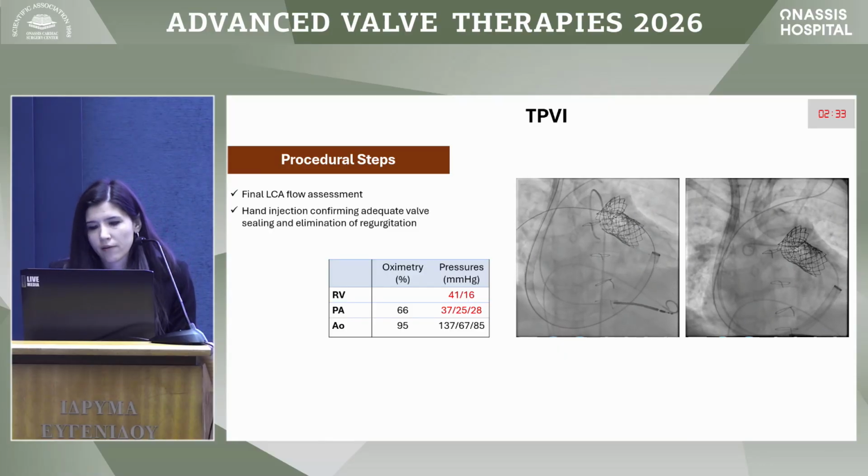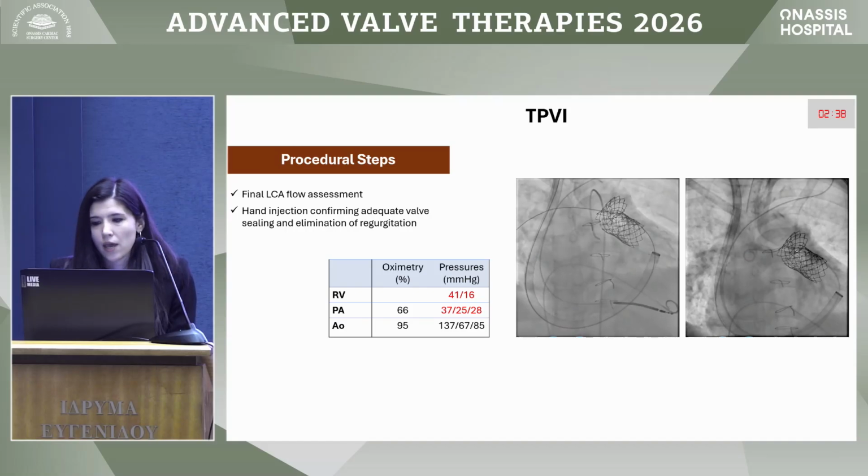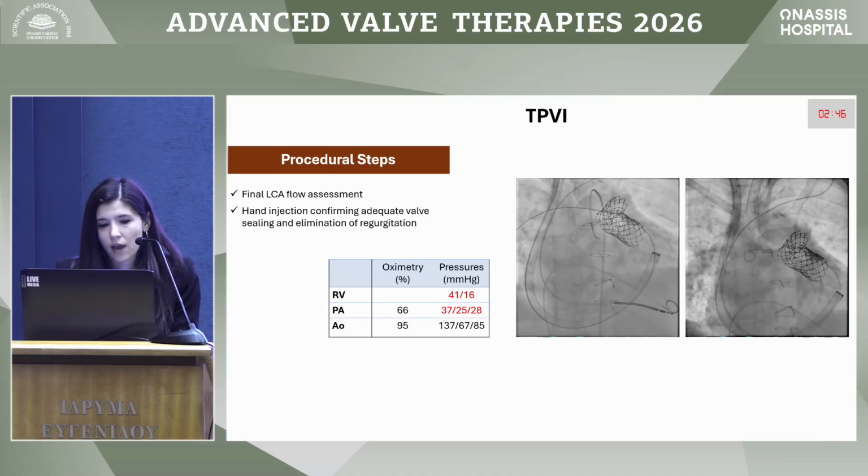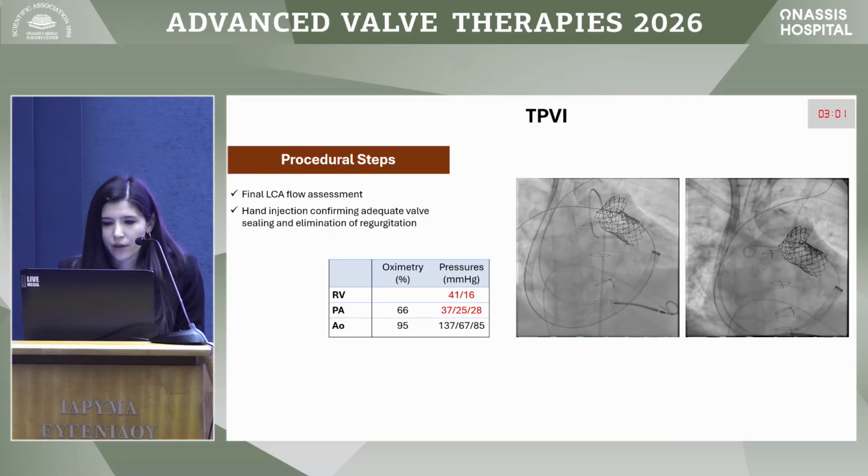After the valve expansion, we again did the final LCA flow assessment. We did the hand injection confirming adequate valve sealing and elimination of the regurgitation. And you can see from the RV pressure that now it is 41 instead of the 50 that we had before. And we have an excellent pressure gradient of only 3 millimeters of mercury.